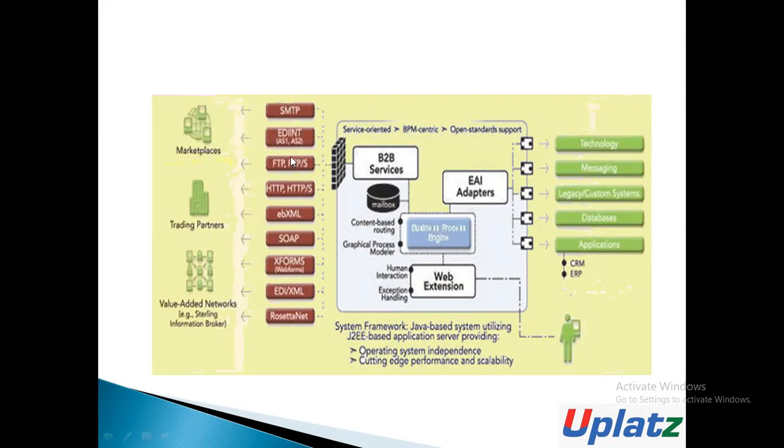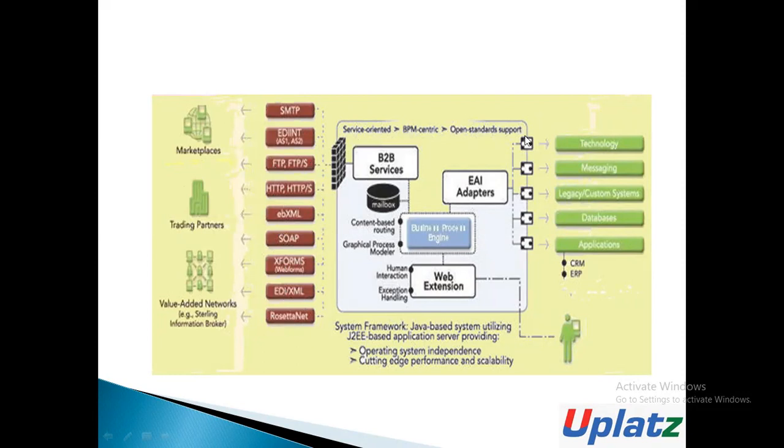They send to Sterling Integrator with the help of any of these protocols. Like EDIINT means AS2, SMTP means via mails. FTP is a protocol, HTTP is a protocol. ebXML is a web services kind, SOAP is also web services, XForms is nothing but web forms. EDI, XML data, RosettaNet is also one of the formats, which is in XML. So these are the different protocols. Trading partners, with the help of these protocols, will send documents to Sterling Integrator.